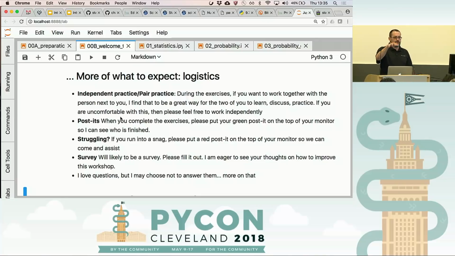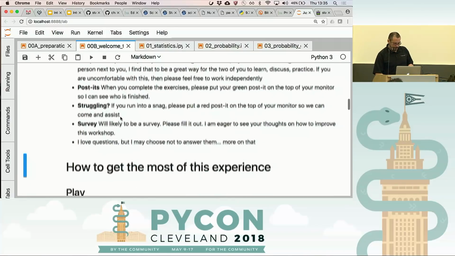You put it on your monitor. Myself or the mentors will look out and go, oh, red Post-it, and we'll come to you, right? So you don't have to do this whole embarrassing, hey, I got a problem thing. There will be a survey, and I'll get you the link to that later. I really want to get your feedback, okay?